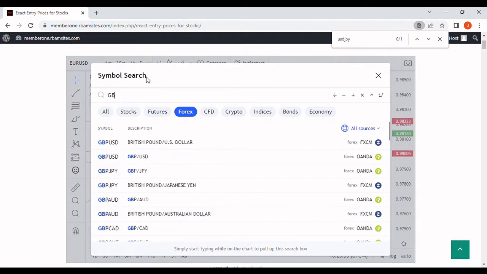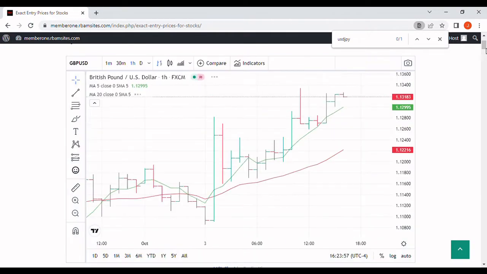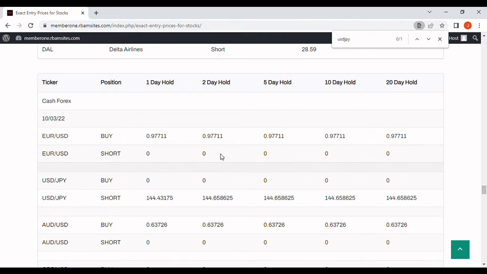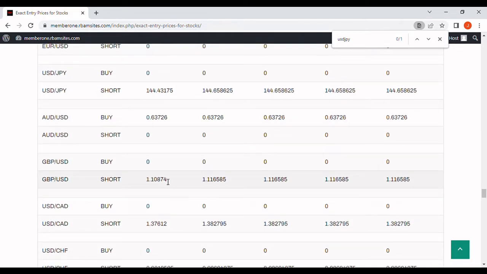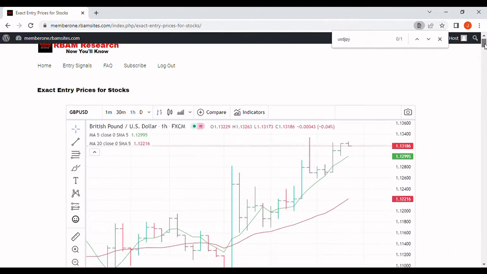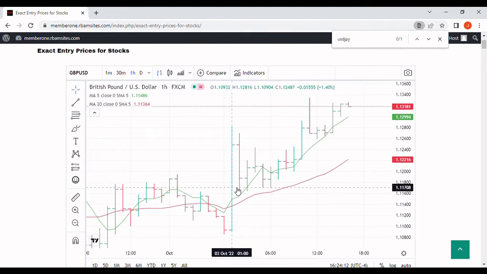Let's go down and take a look at the British pound. Again, these come out before 7 a.m. Monday through Friday. We're looking at the 1-day hold. Let's take a look at the British pound down here. It says short at 1.1087. Looking at the hourly chart, it would have been roughly here.